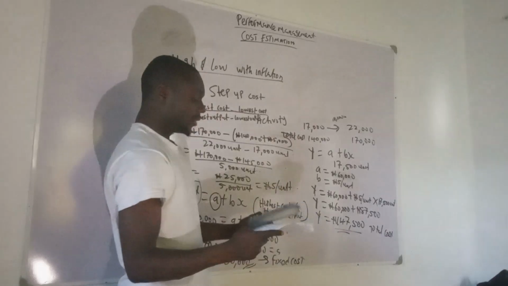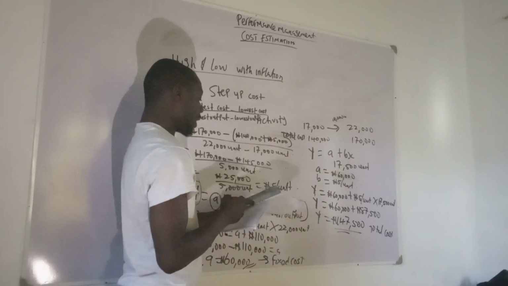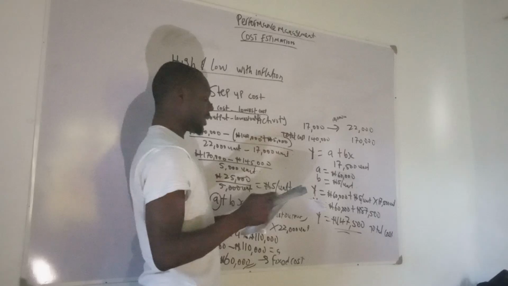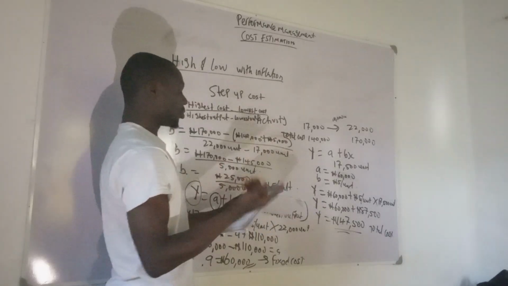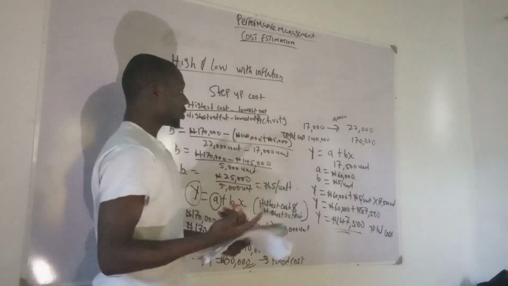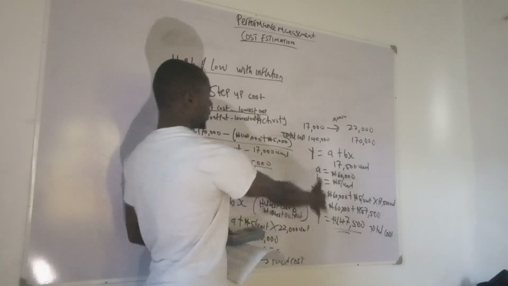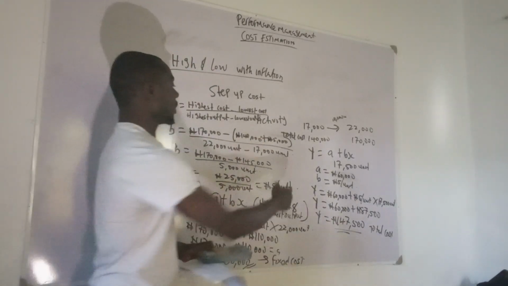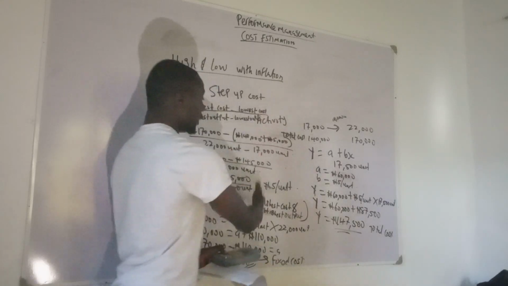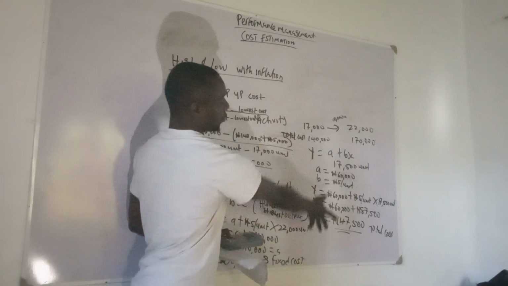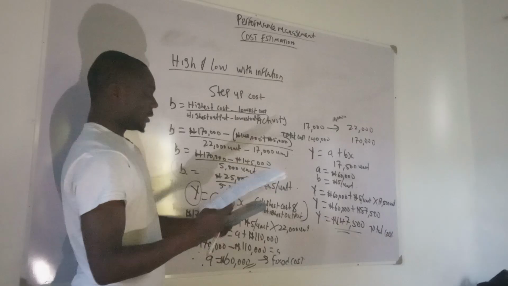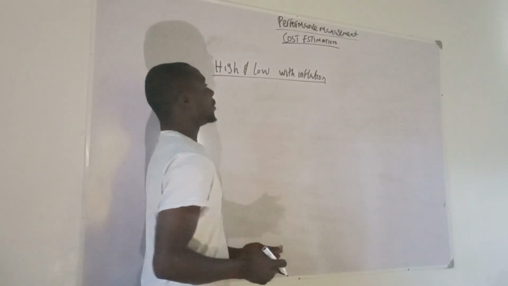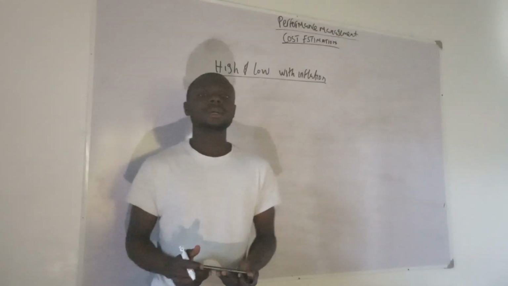So you can solve the next one, which asks what will be the total cost when the output is 20,000 units. You can still use the same step because A and B have been calculated. Just do it the same way. Still on the High-Low method with inflation.